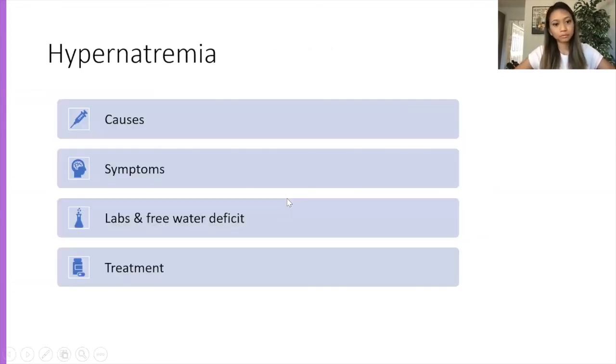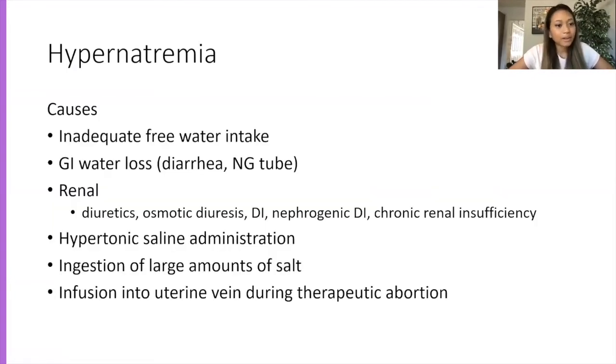Next. So hypernatremia. I'm gonna have to go fast. Okay, causes: inadequate free water intake, GI loss. GI losses can make your electrolytes just all over the place and could cause any of these electrolyte abnormalities. Renal, hypertonic saline administration, ingestion of large amounts of salt, which patients do. And not so much now, but an infusion of saline into the uterine vein during a therapeutic abortion is a historic cause of this. Okay, next.